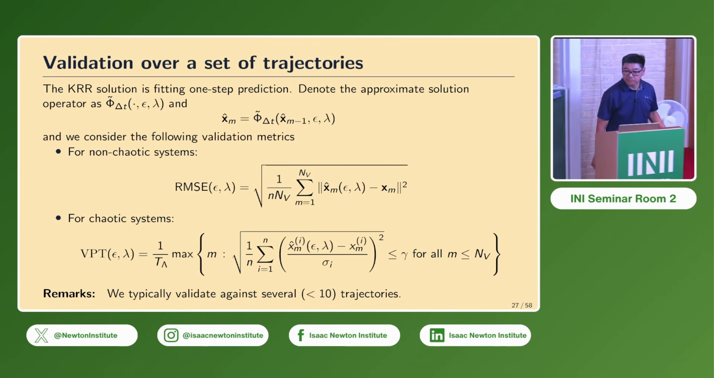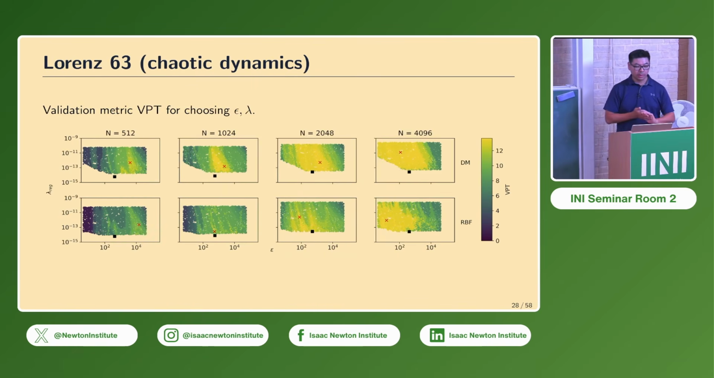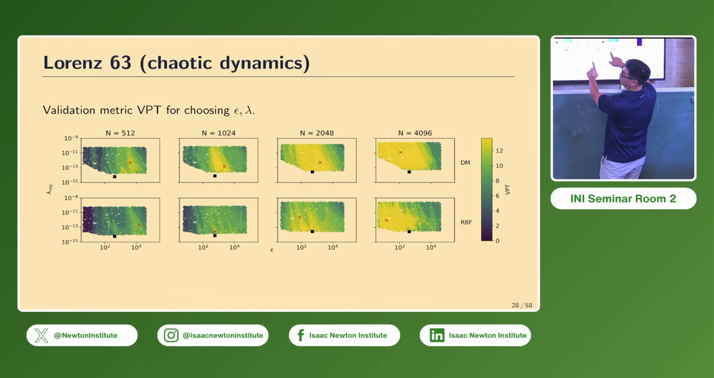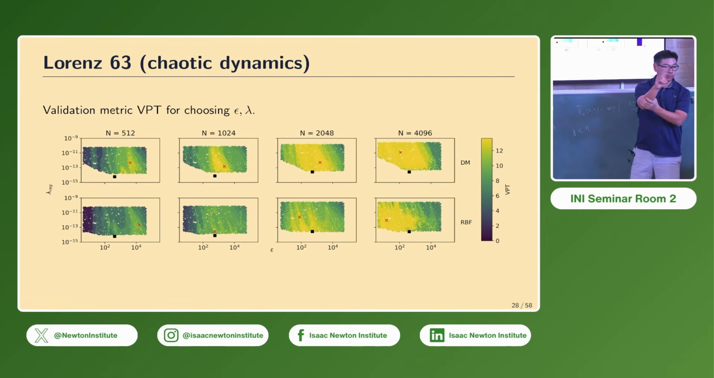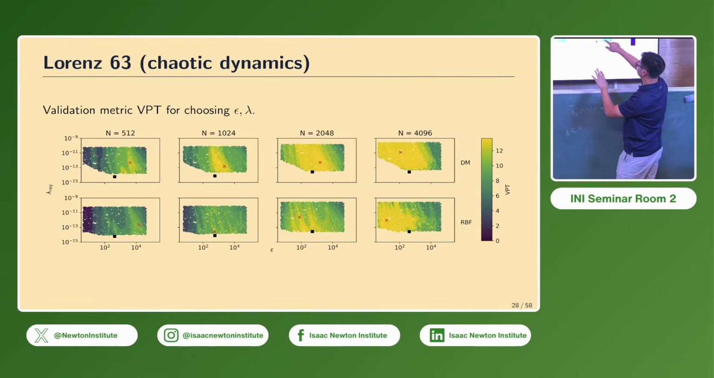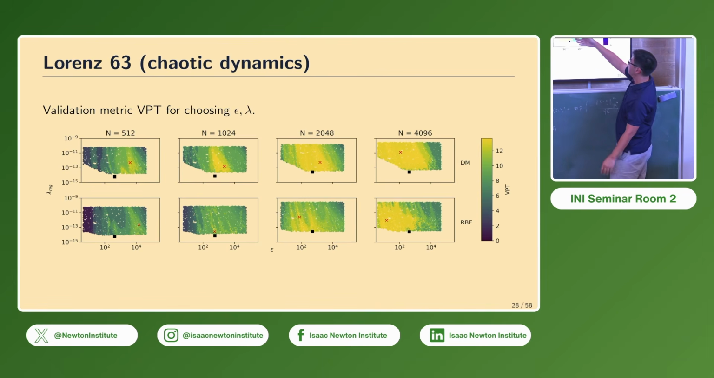Okay, good. So let me show you a landscape of PPT as a function of epsilon and lambda. These are two parameters we want to find. In this box of landscape, you see how the PPT varies.